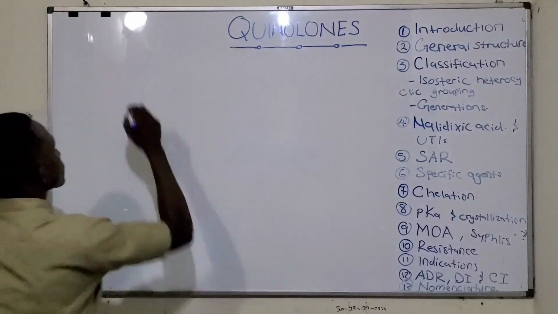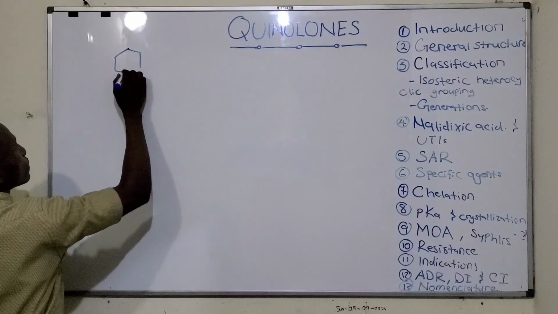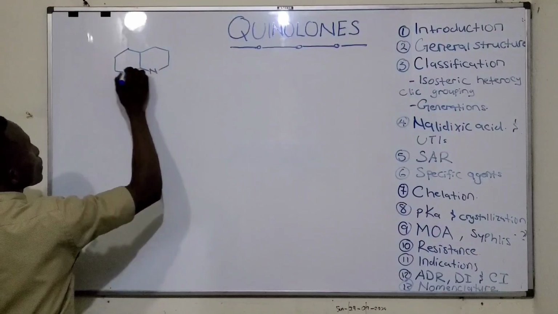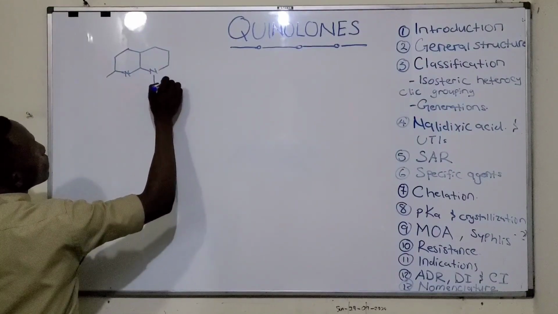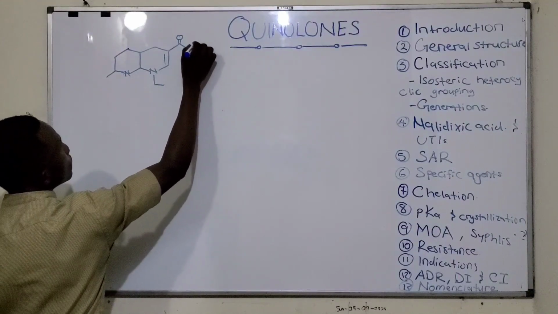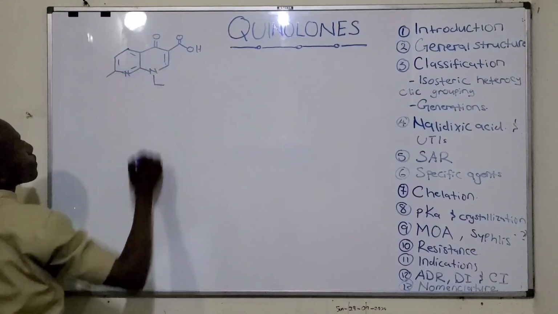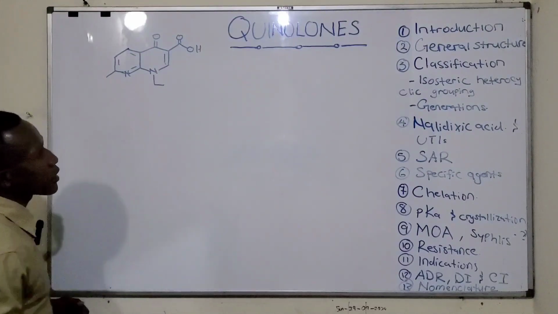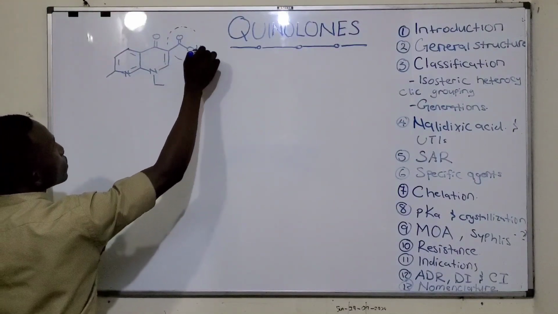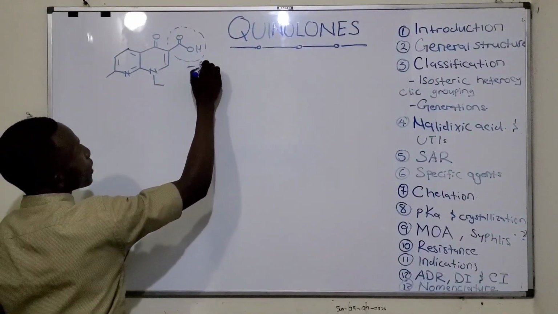About nalidixic acid, this is its structure. So we see these groups. This group, the carboxyl group, is responsible for protein binding.